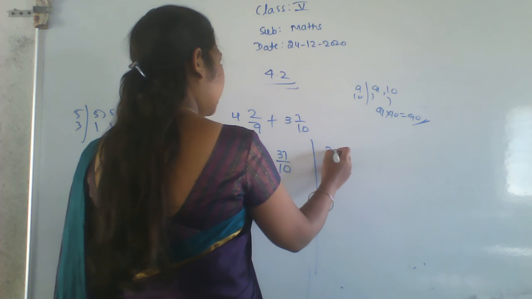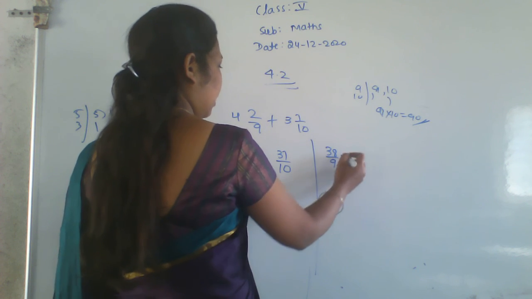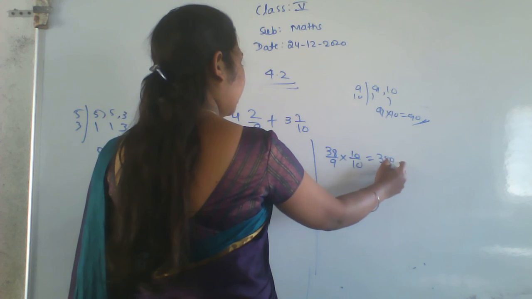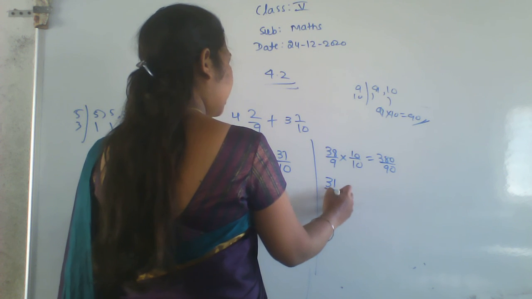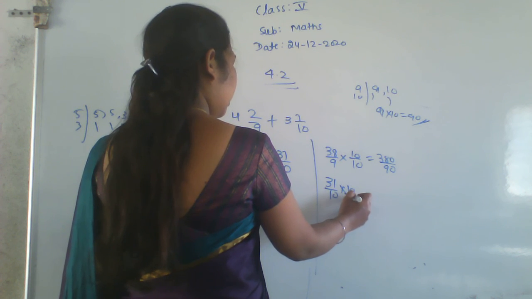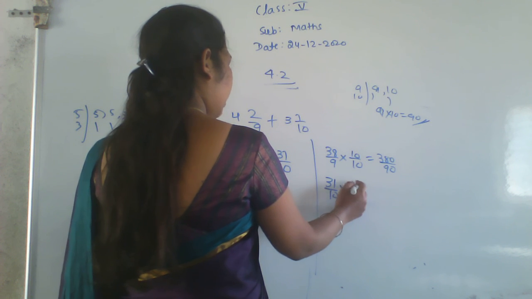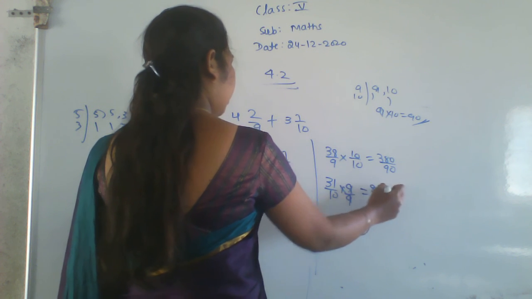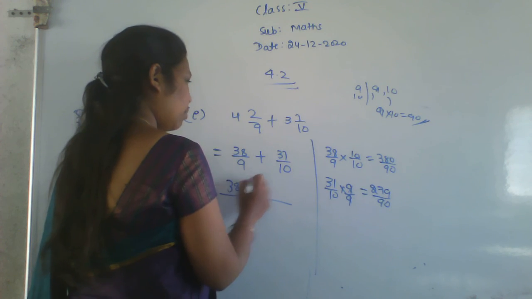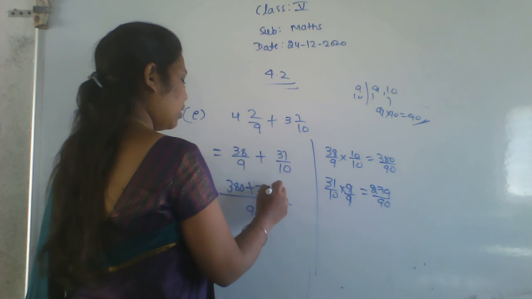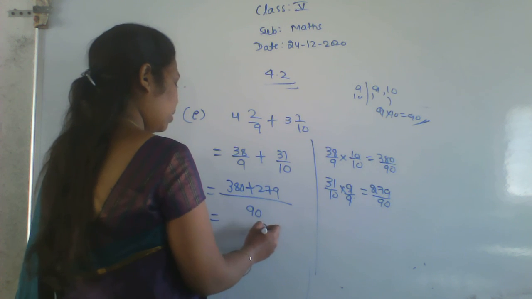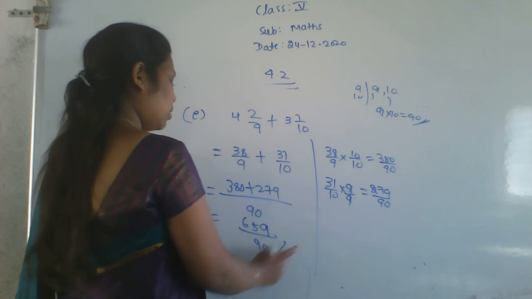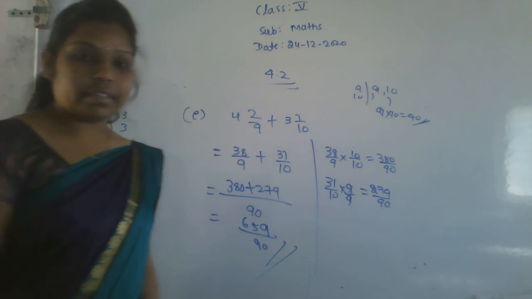So we have to make 38 by 9 with the LCM 90. Here in the denominator we want the 10 value, so that is 380 divided by 90. And here 31 by 10 into 9 by 9, so multiply, because we want a 90 value. That is 9 ones are 9, 9 threes are 27, so 279. Now 380 plus 279. Now add here: 9, 15, 1, 6. Okay, so the answer is 659 by 90.